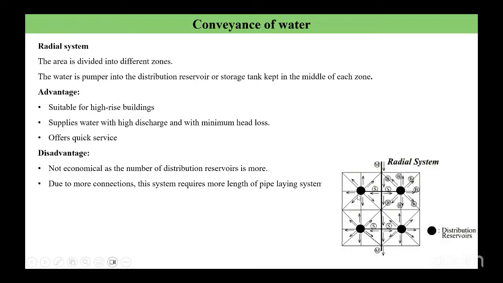The main disadvantage of this system is that it is not at all economical. As the distribution reservoirs are more, economically it is not at all feasible. Due to more connections, this system requires more length of pipe laying. So more connections are there, so more pipe requirement is there, but we can actually calculate the pipe size as well.